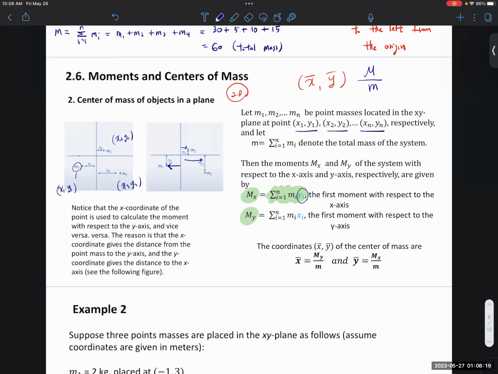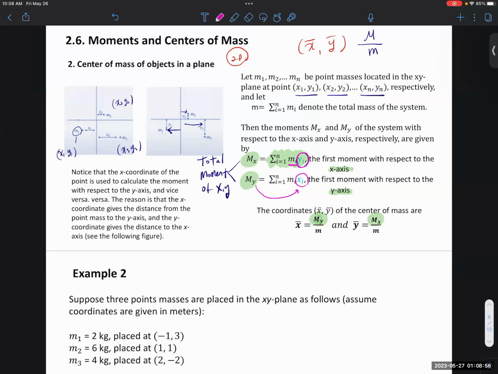So same thing for My. These are the total moments of x and y respectively. Capital Mx is the total moment with respect to the x variable. In that case, you multiply mass times its y position. And then for the y moments, you multiply by the x position. That's the only different thing. And then once you have My and Mx, you can find the balancing point.